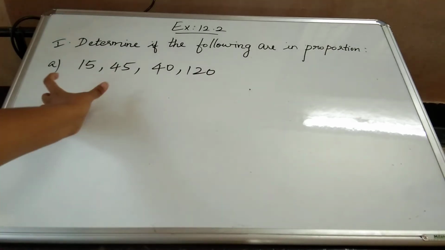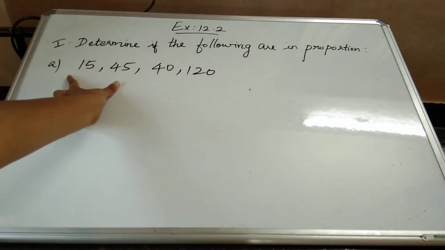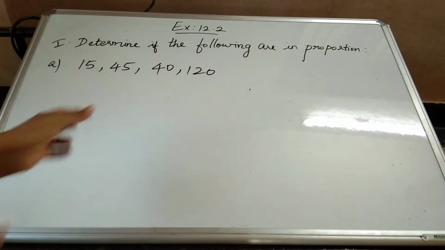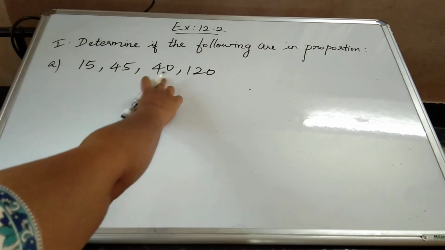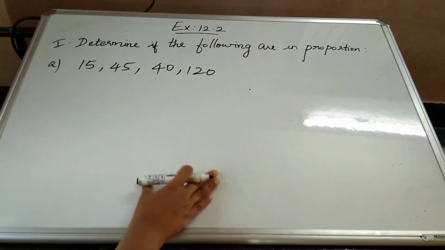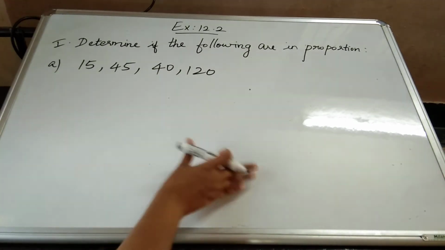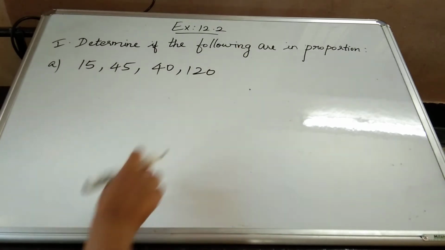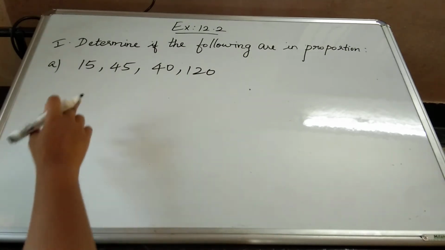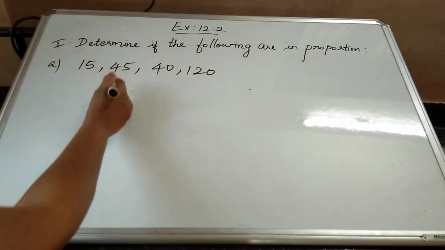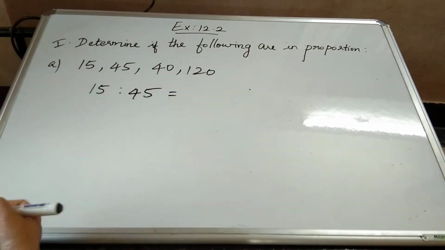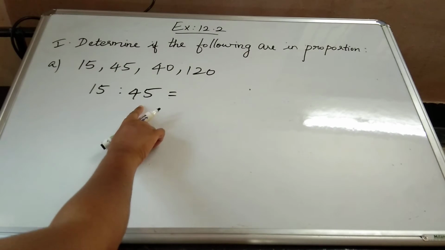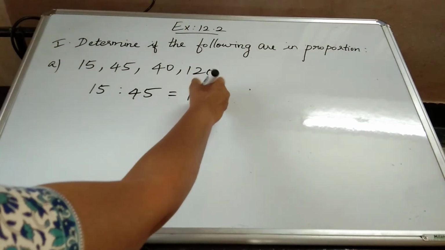First I can take 15 and 45 and find the ratio. Again I have to take 40 and 120 and find the ratio, compare the two ratios and say whether they are in proportion. So let's see how to do it. 15 is to 45. Now, how can we write it in the form of a fraction?